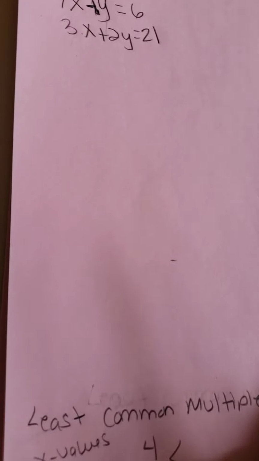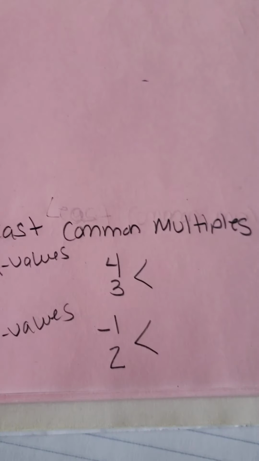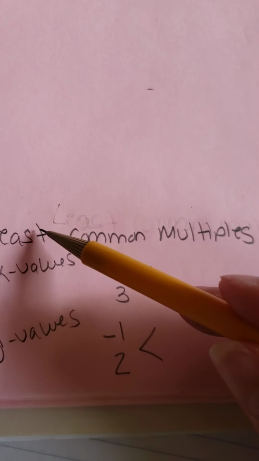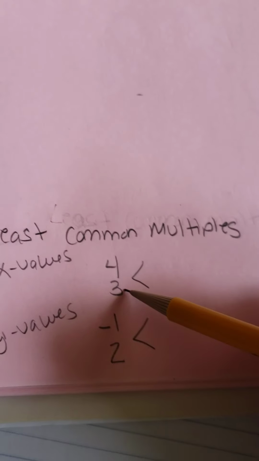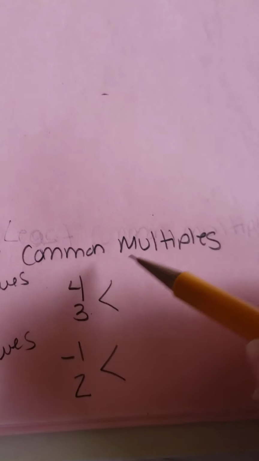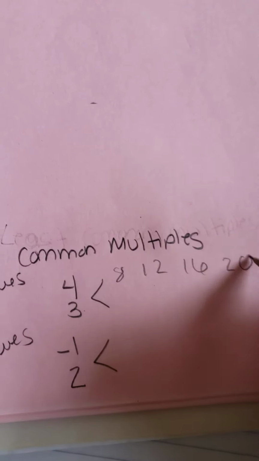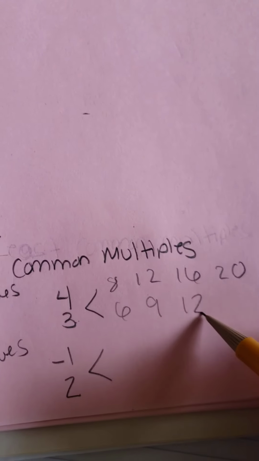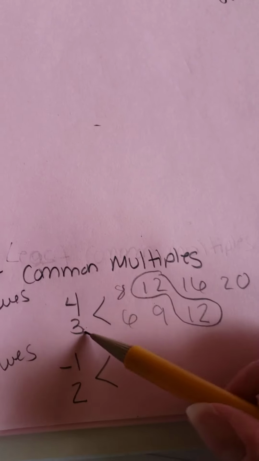Okay, so how do you do that? Well, you find least common multiples. You want to know what number is the smallest or least number that your two numbers go into evenly. So with 4 and 3, those were your x values. With 4 and 3, the multiples of 4 are 4, 8, 12, 16, 20. With 3, obviously, the multiples are 3, 6, 9, 12. I'm going to stop because I already now know that the least common multiple of 4 and 3 is 12.